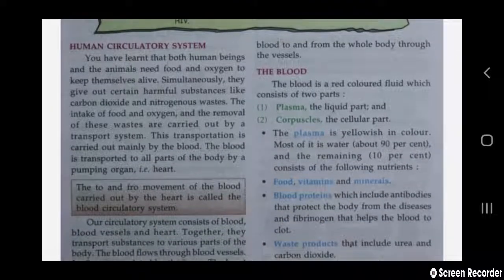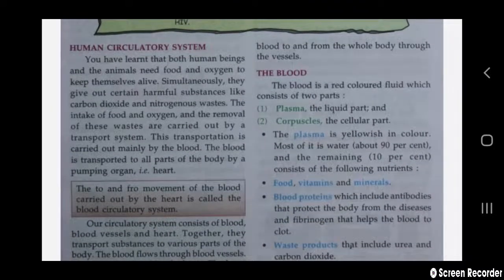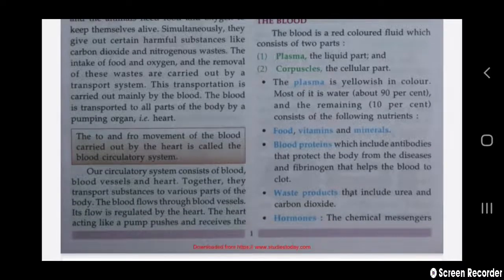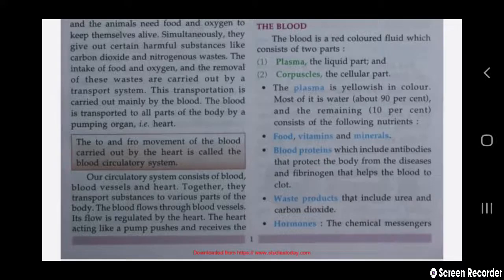It receives the blood to and from the whole body through the vessels. It receives the blood that has gone through the whole body and come back to the heart. As you know, blood is red in color. When you get a small scratch or a little injury on your skin, you can see a little bit of blood, and you may have seen that it is red in color.